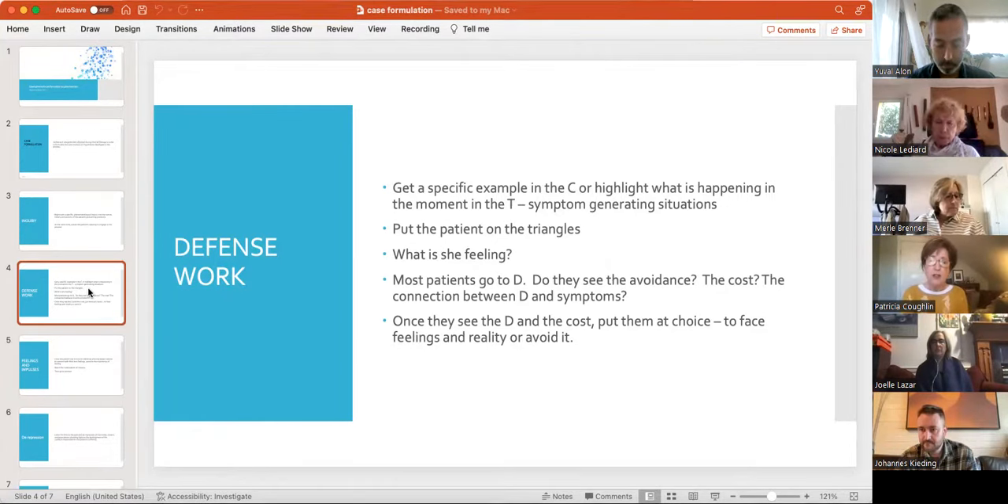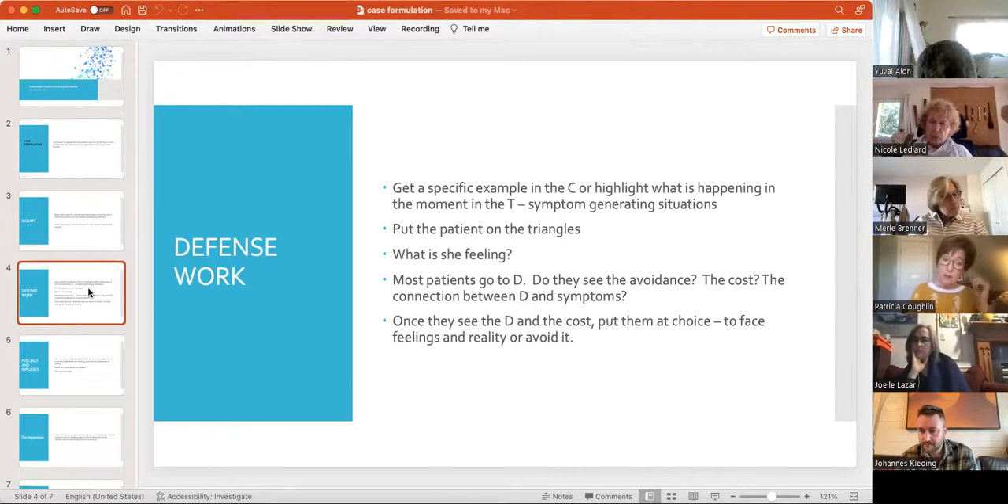Right, so once the patient sees this, they see that they avoid their feelings in ways that hurt them, they see the cost, only then can you put them at choice. Do they want to continue to run and hide and avoid in this way and continue to suffer, or do they want to face their feelings in order to heal and get their freedom? So it really is up to the patient, it's not up to us. So this putting them at choice is very, very important.